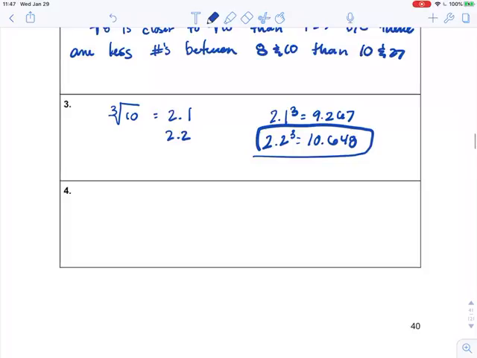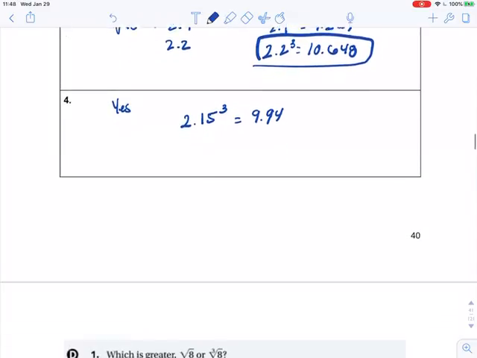Now, could I get a little closer? Sure, I could. I'd probably just find the difference between these two. Could I get a little closer? Yes, maybe like 2.15, kind of the halfway point, cubed. Multiply that out on my phone, 9.94. That's even closer, really close, within 600ths.